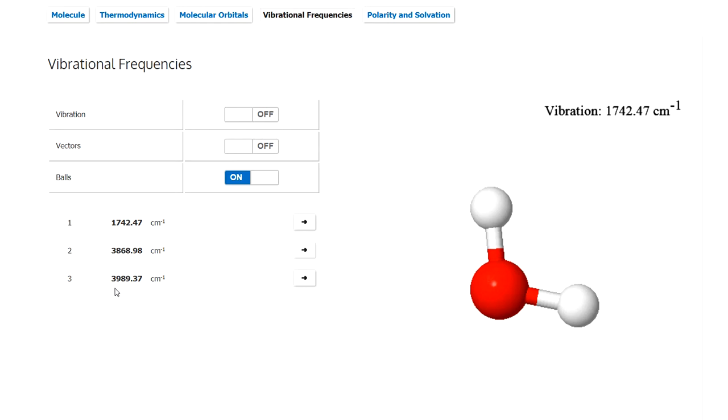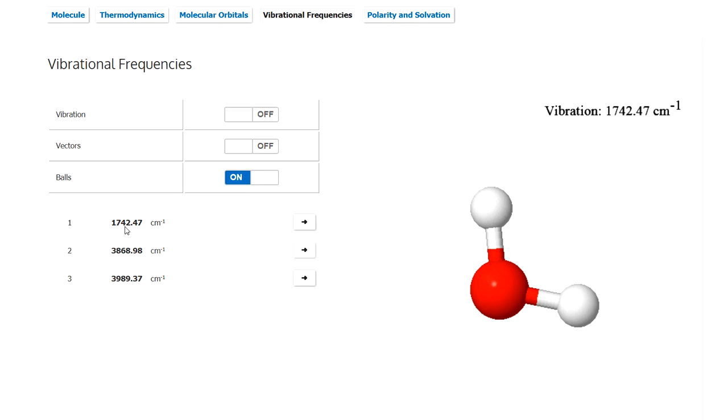The number of modes of vibration, by the way, for a nonlinear molecule is 3n minus 6, and for a linear molecule, it's 3n minus 5. So carbon dioxide, being linear, had 3 times 3 is 9 minus 5, which is 4. One of them, the lowest frequency one, was degenerate, so that it had two vibrations of the same frequency. This is 3n minus 6, which is 3.